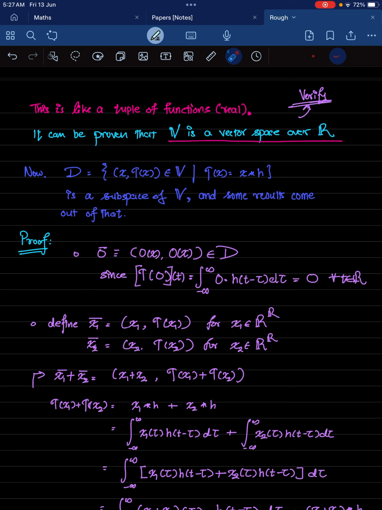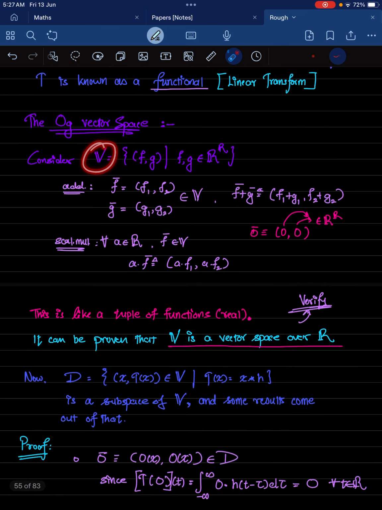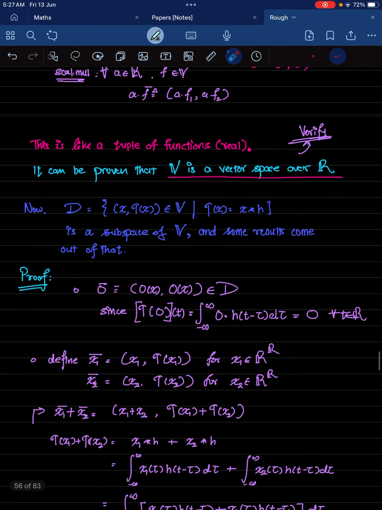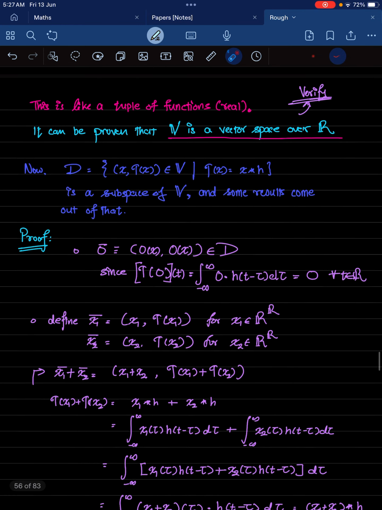Alright, so we have just shown that T of 0 is the same as 0, that is the 0 function, 0 here being the real function that is 0, not exactly the scalar value 0. And hence we have proven that the 0 vector from the original bigger vector space V is also contained in the set D.